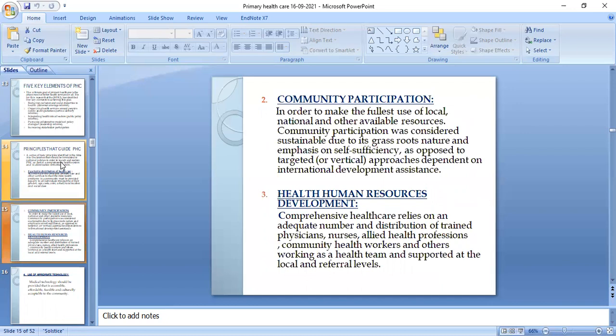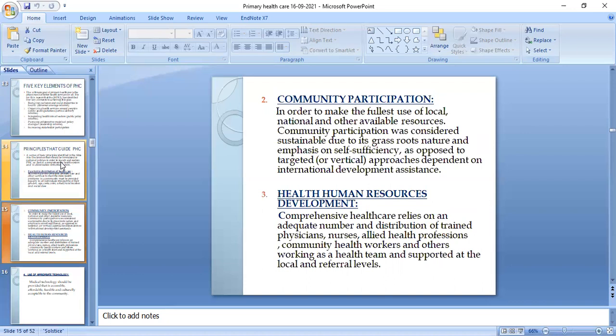Second principle is community participation. In order to make the fullest use of local, national and other available resources, community participation was considered sustainable due to its grassroots nature and emphasis on self-sufficiency as opposed to targeted approaches dependent on international developmental assistance.